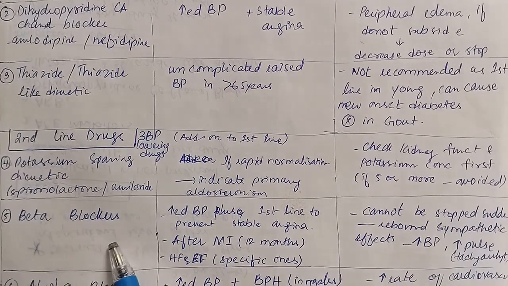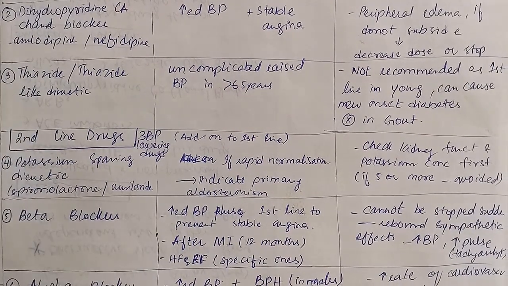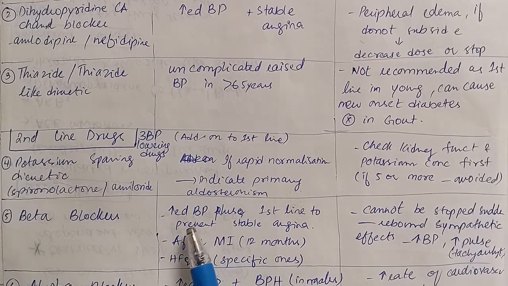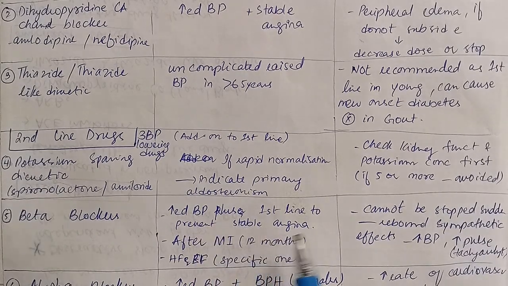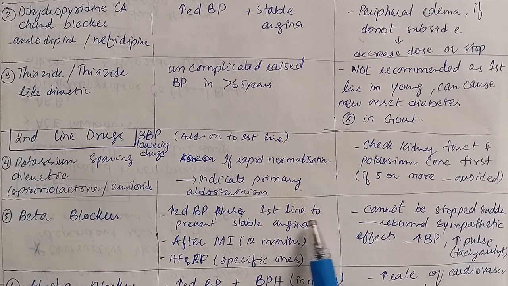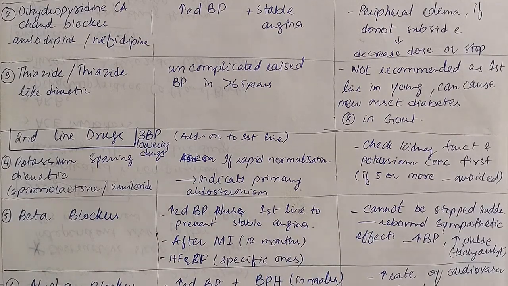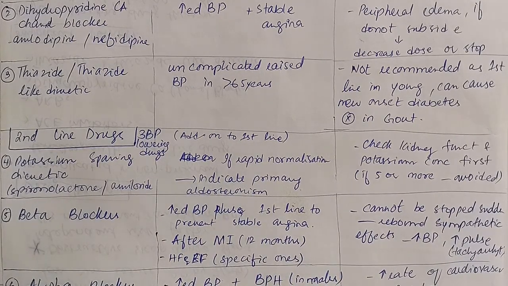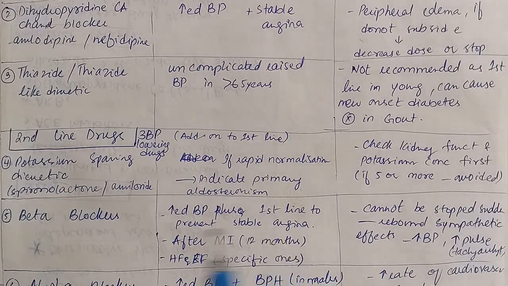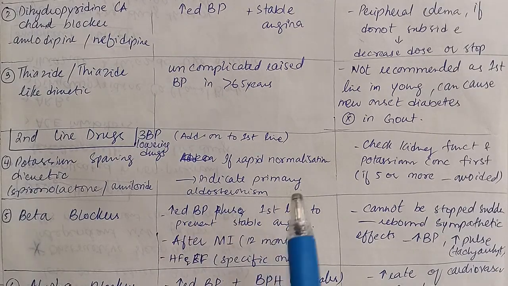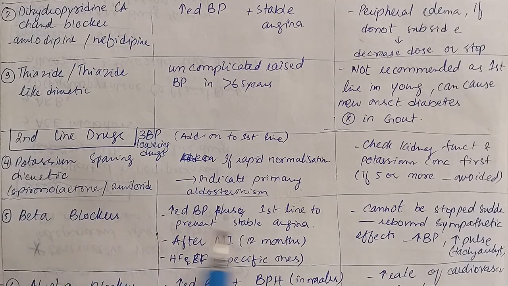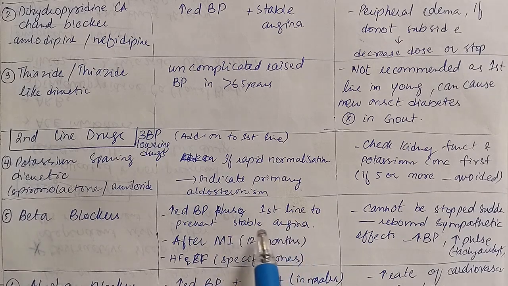Then we have beta blockers. Beta blockers are given when there is increased BP plus first line. They are also given as the first line drug to prevent stable angina. So if the patient has a history of stable angina, and he also has raised BP, beta blockers would be first line. Beta blockers can be given in this case because for stable angina, beta blockers are the first line drugs.